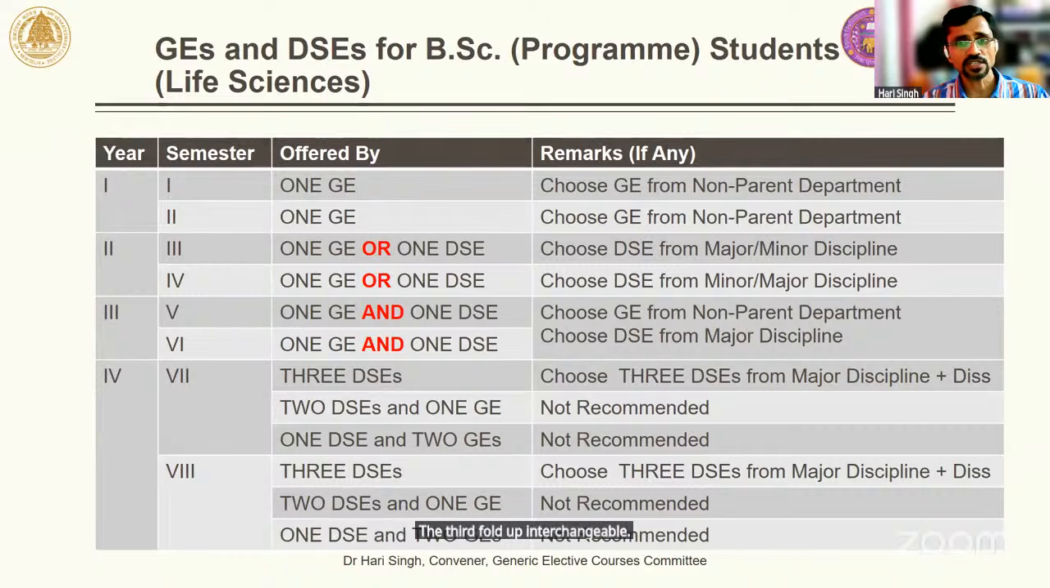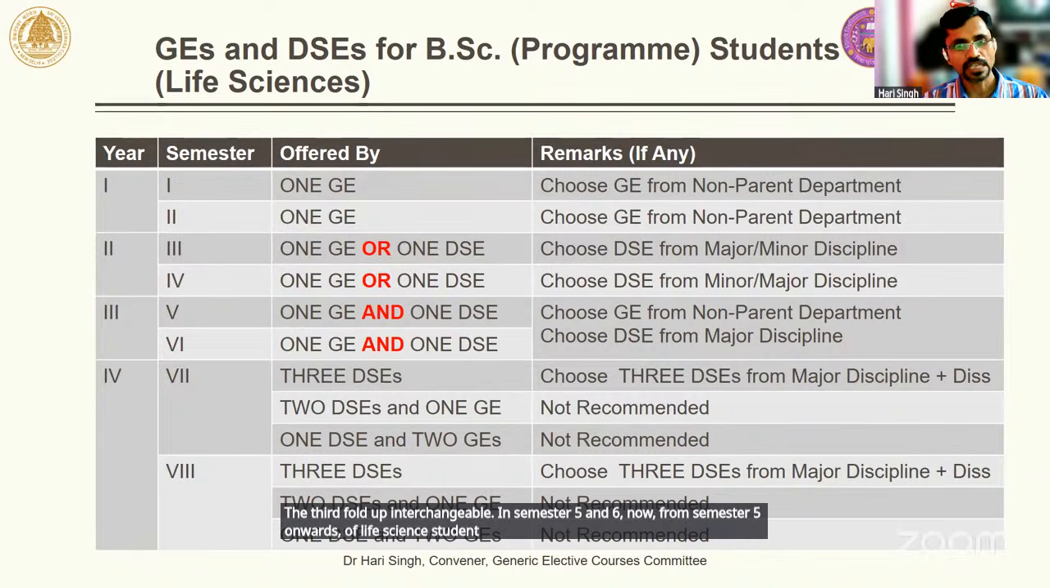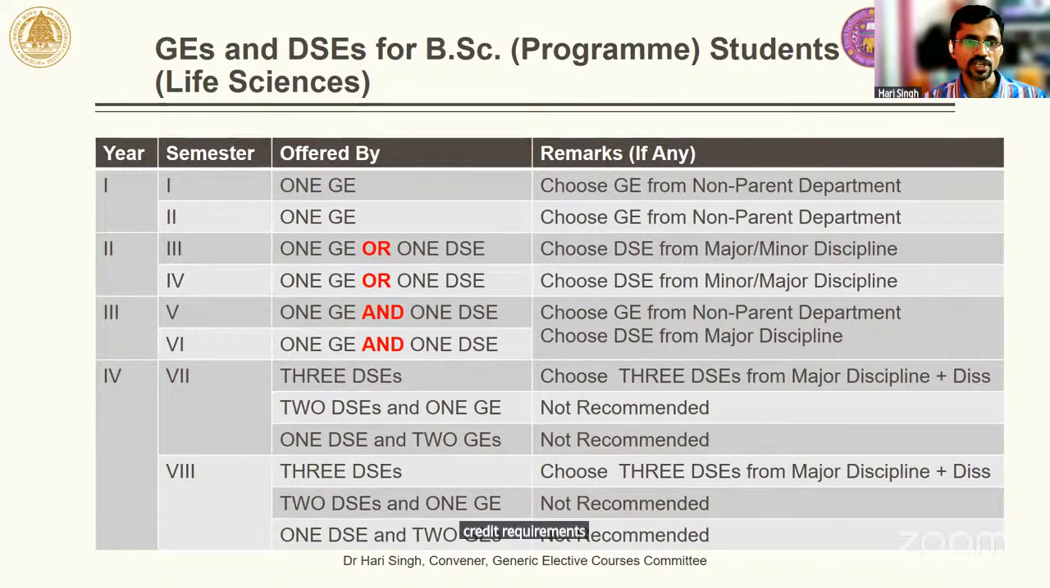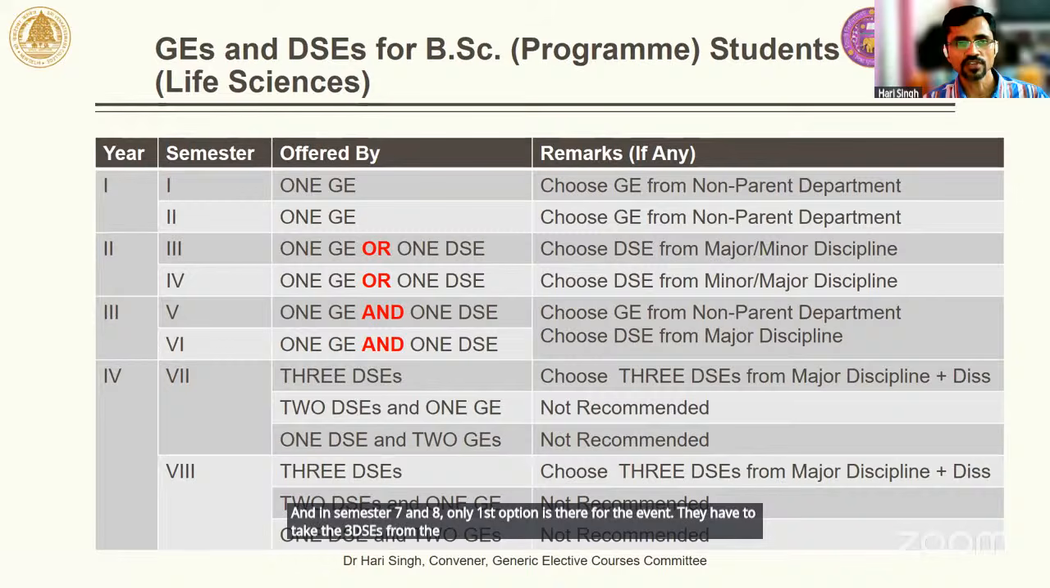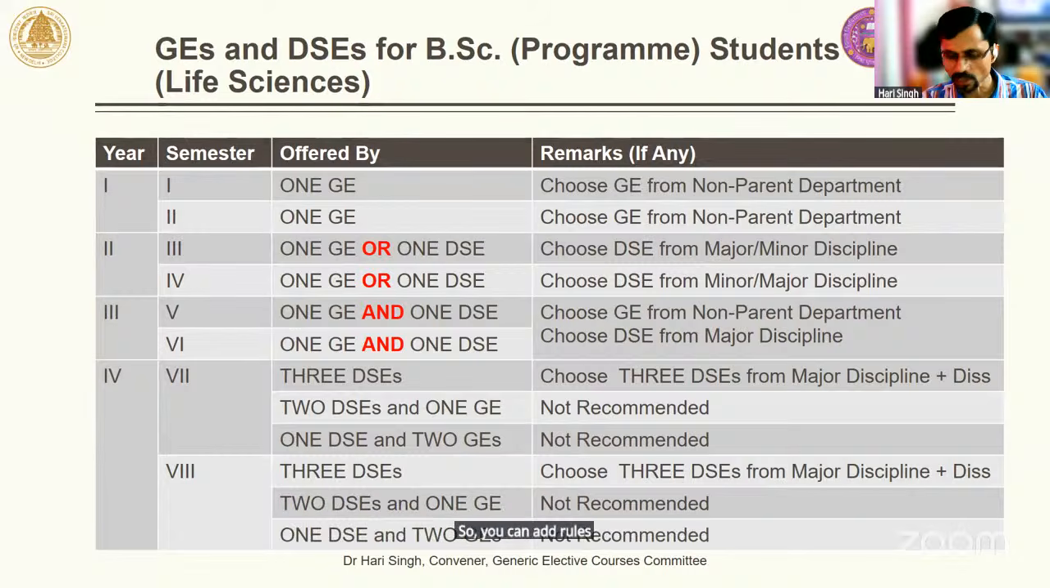In semesters 5 and 6, from semester 5 onwards, a life science student should take DSEs of the major discipline only. Then only he will be able to complete the credit requirements for getting a major degree. And in semesters 7 and 8, only the first option is there for the students. They have to take the 3 DSEs from the major discipline along with the dissertation or academic project or the internship. If a student does not want to do that, then there are some other rules. You can ask about the rules when you are in the third or fourth year.